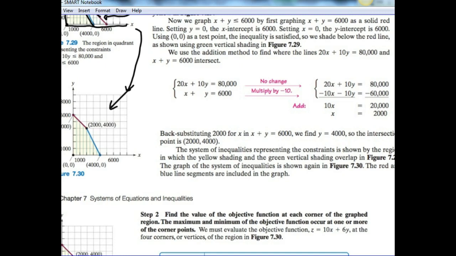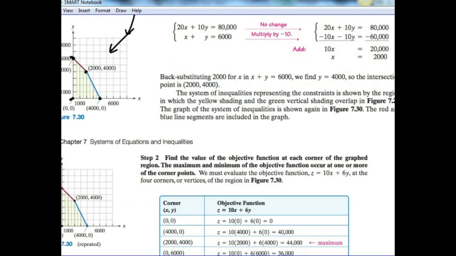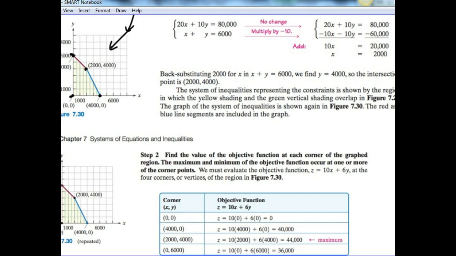Now, as we begin to look into chapter 2, our maximum and or our minimum are going to come from one of these 4 vertices, whether that be 0, 0, whether that be 4,000, 0, whether that be 2,000, 4,000, or whether it be 0, 6,000. Your maximum and your minimums when you're doing linear programming always come at one of those vertices. Now, what we're going to do is take those vertices and load them into that objective function or equation.